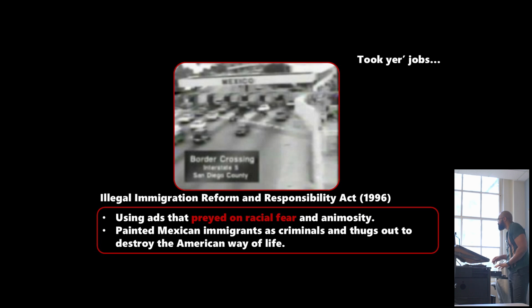This is Pete Wilson, I think he was running for governor in the state of California in '94. I certainly was not old enough to pay attention to this, so I don't have any memory of this ad. But this was an ad campaign that was run by Pete Wilson in 1994. Check this out.